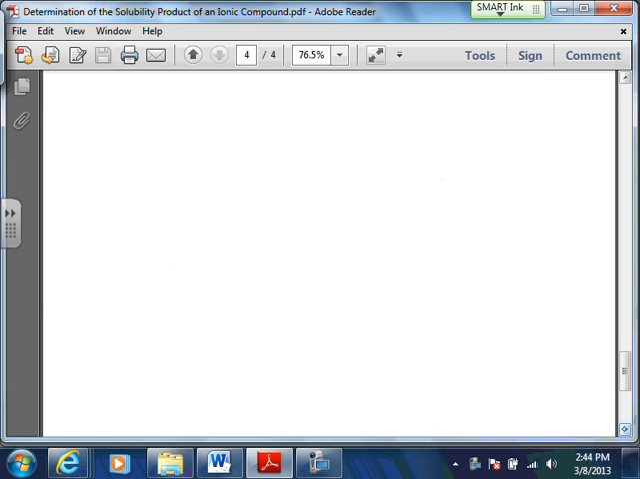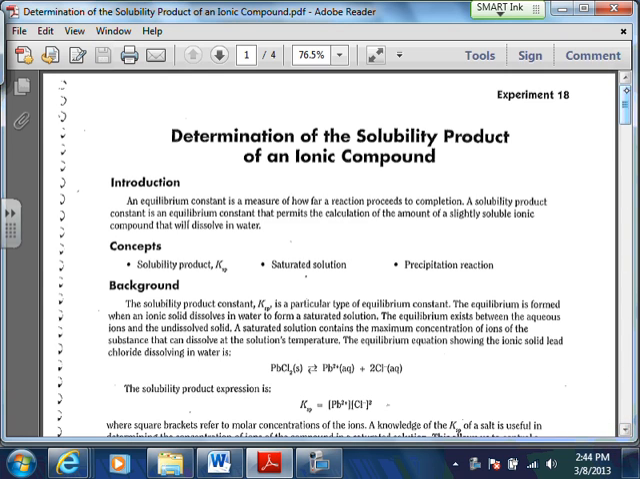Okay, so that's it for that lab. Not really a difficult lab either to do or really to do the post-lab for, so this one should be pretty straightforward.